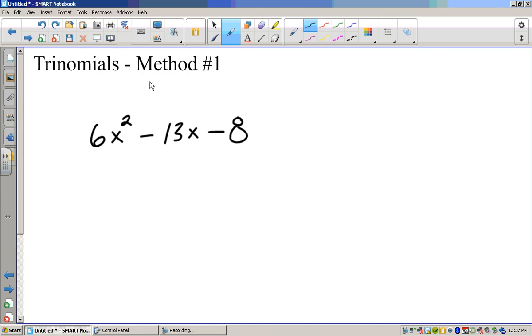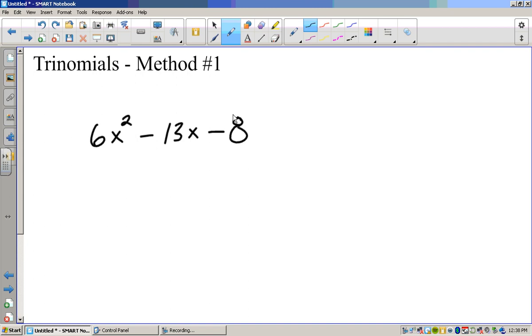Now, this says method number 1. I'm going to show you 2 methods. If you know a different way to factor that gets you the results you need, great. To me, the method I'm going to show you right now is the most efficient. It's the most organized as we go through. So it's up to you how you feel you want to factor things.